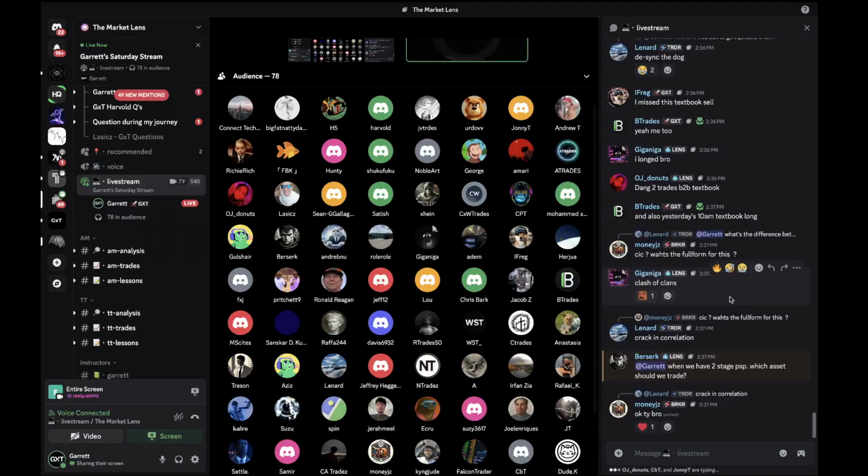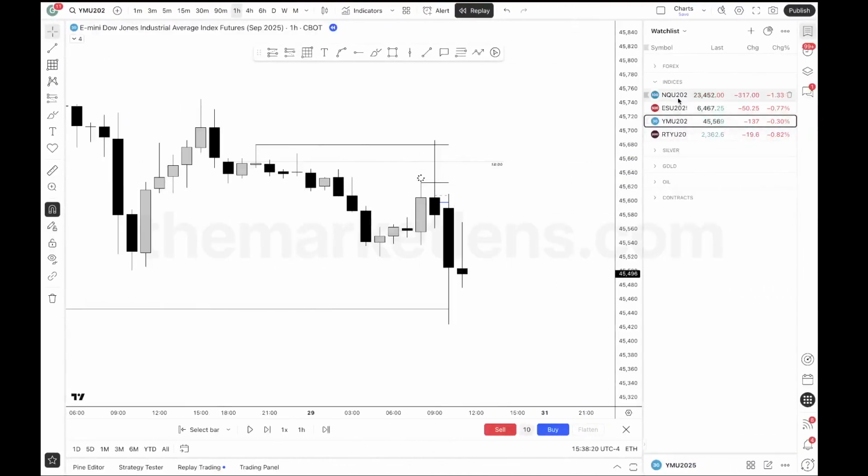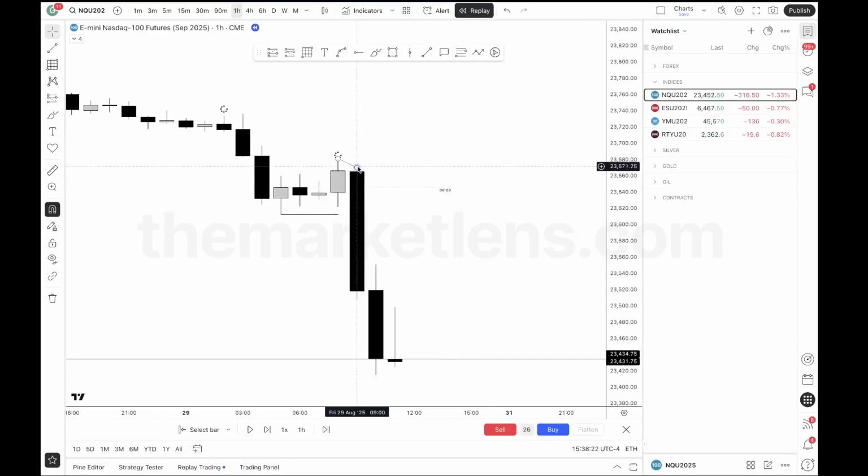When you have a 2-stage PSP, which should we trade? Well, you ideally want to trade, if you're bearish, the asset that is creating that failure swing, right? So you want to trade this asset ideally, right? Because it's creating a failure swing.